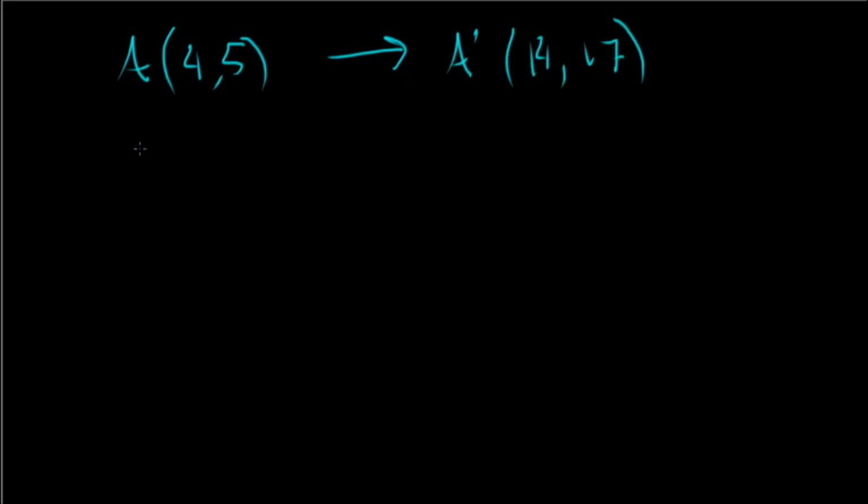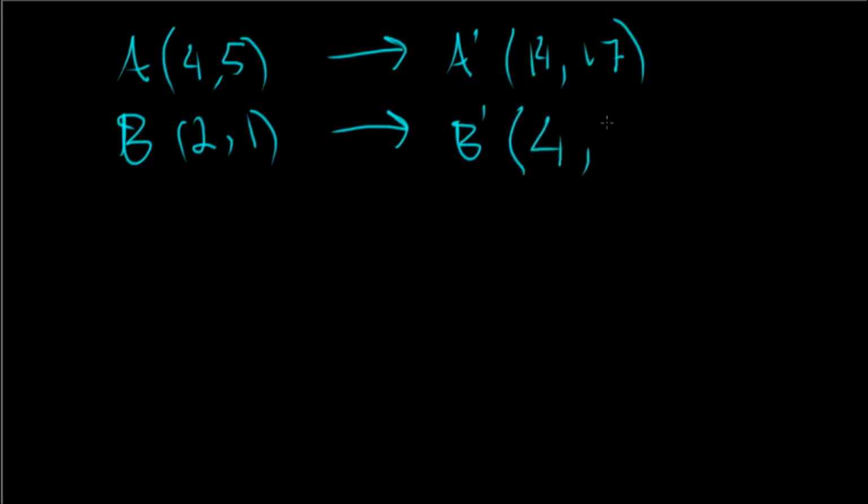All right, the last thing I want to do in this video, I want to talk about, hey, what if you want a matrix that takes the point 4, 5 to 14, 17 and takes the point 2, 1 to 4, 7? All right, how can you figure out what this is?